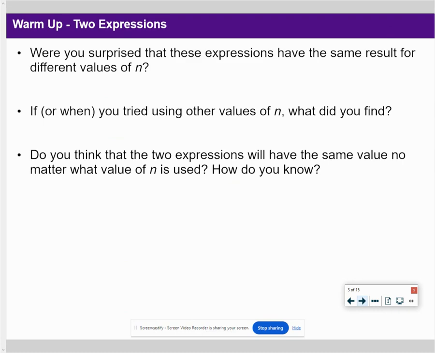So I'm not going to do all 3 of these. I'm going to talk about this statement right here. Do you think that the 2 expressions will have the same value no matter what value of n is used? And I'm going to say yes, they are, because we have equivalent expressions. They are going to be the same. If you don't believe that, you can certainly go back and try the other numbers that were there, but I promise we're going to get the same answer from both expressions each time.